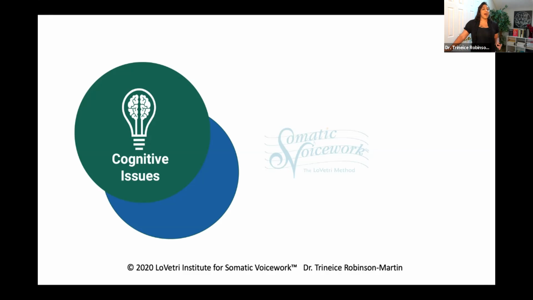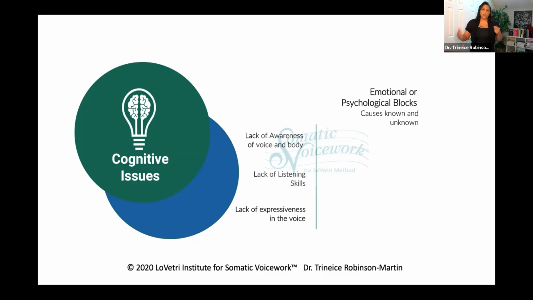Something a little more complicated is addressing the cognitive issues. Cognitive issues center around how we think or perceive our environment or a situation. This is much more complicated to address in the voice studios because there are so many degrees of complications that can appear. They include anything from just lack of awareness of the body and of the voice, like they just don't know what to look for.